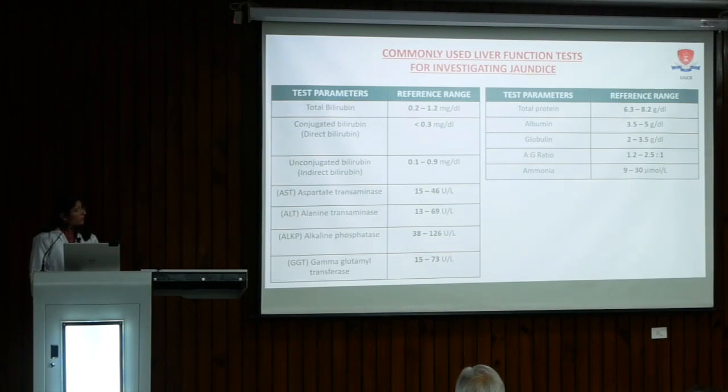Total protein 6.3 to 8.2 gram per deciliter. Albumin 3.5 to 5 gram per deciliter. Globulin 2 to 3.5 gram per deciliter. A/G ratio is 1.2 to 2.5:1 and ammonia is 9 to 30 micromole per liter.